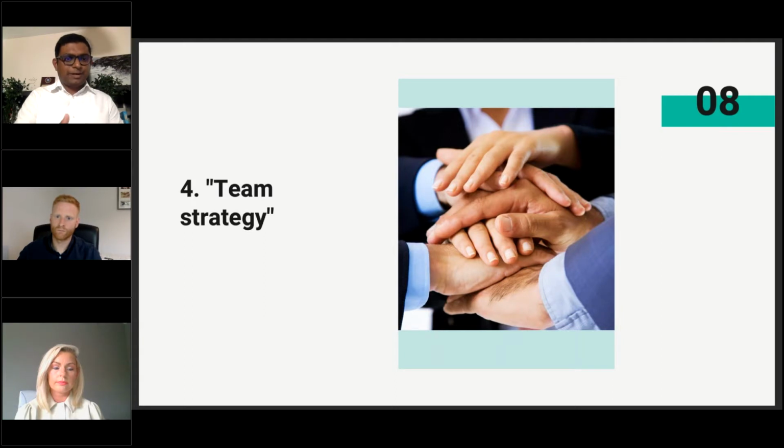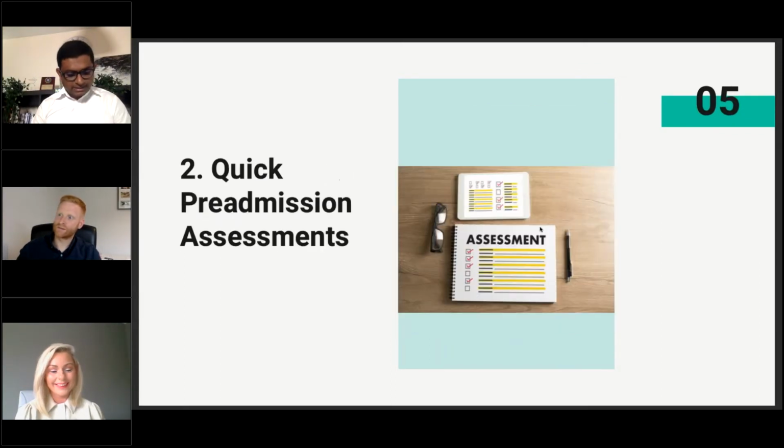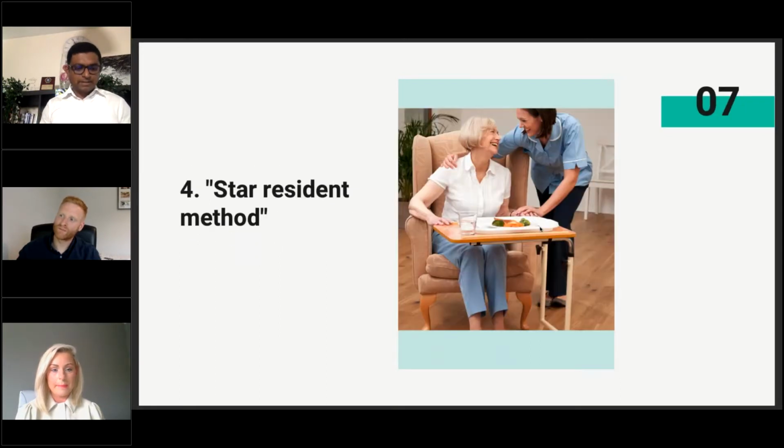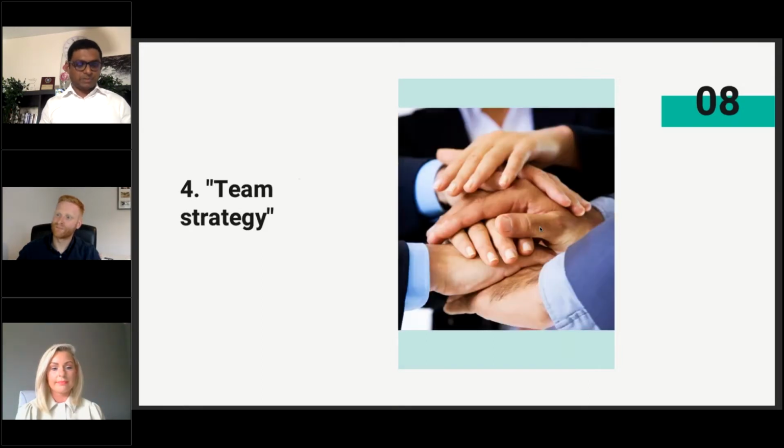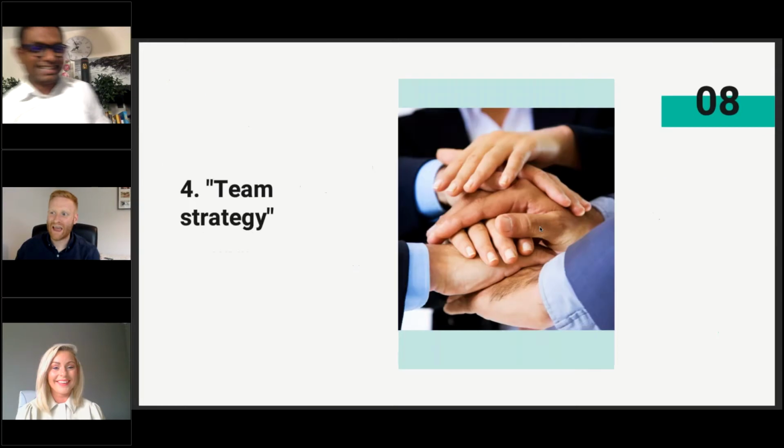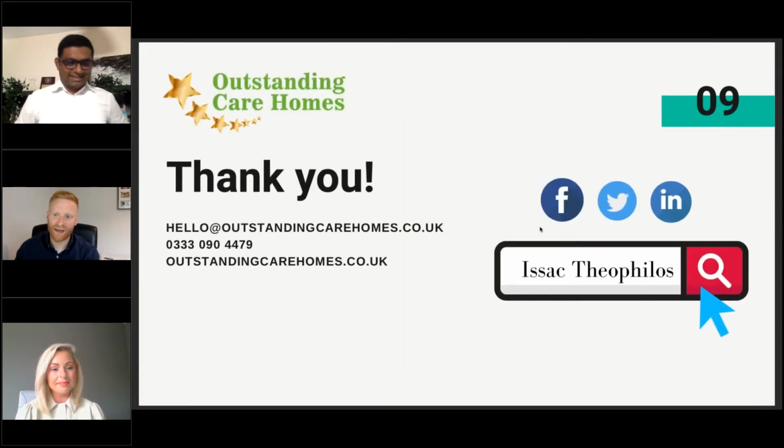I think we already discussed 5 strategies, but I think my numbering is wrong. The first one is speed. The second one is, what was the second one, Stevie? I think it's a quick assessment. The third one is the matching expectations method. The fourth one is the star resident method, and the fifth one is the team strategy. Don't worry, I think everyone got that. That was the 5.